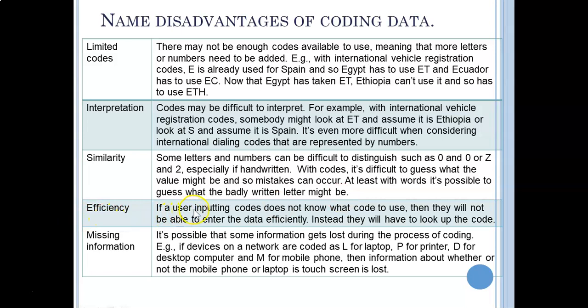Efficiency: if a user inputting codes does not know what code to use, then they will not be able to enter the data efficiently. Instead, they'll have to look up the code. And the last one, missing information: it's possible that some information gets lost during the process of coding. For example, if devices on a network are coded as L for laptop, P for printer, D for desktop computer, and M for mobile phone, then information about whether or not the mobile phone or laptop is touchscreen is lost. So these are disadvantages of coding.